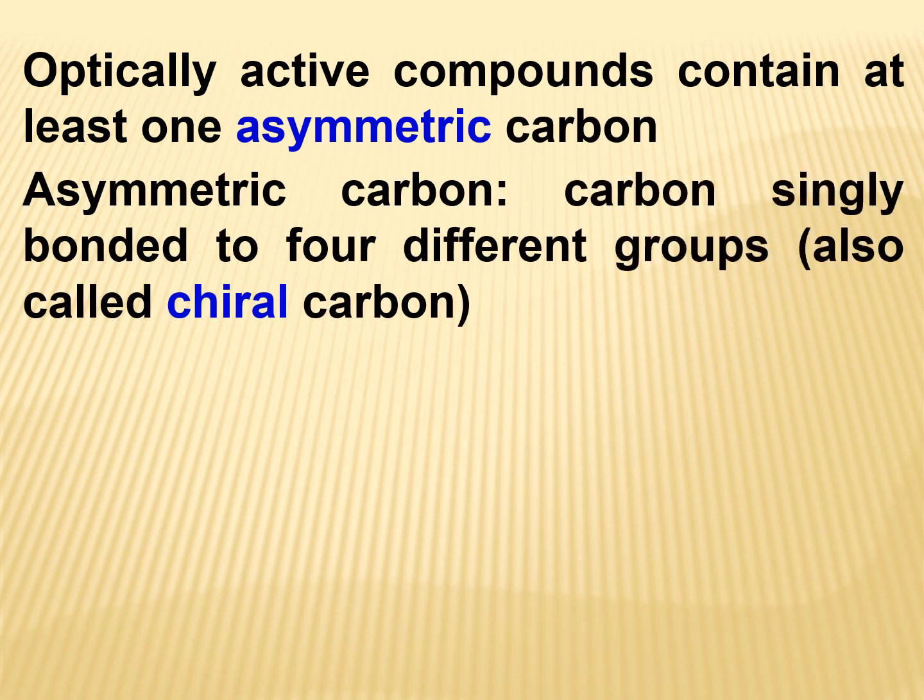Optically active compounds contain at least one asymmetric carbon. An asymmetric carbon means a carbon which is singly bonded to 4 different groups, and it has another name: it is also called a chiral carbon. So if a molecule contains at least one chiral carbon, that molecule will be optically active. This is another way to find out whether a molecule is optically active or not. Check whether it has a chiral or asymmetric carbon. If there is at least one asymmetric carbon, it will be optically active.